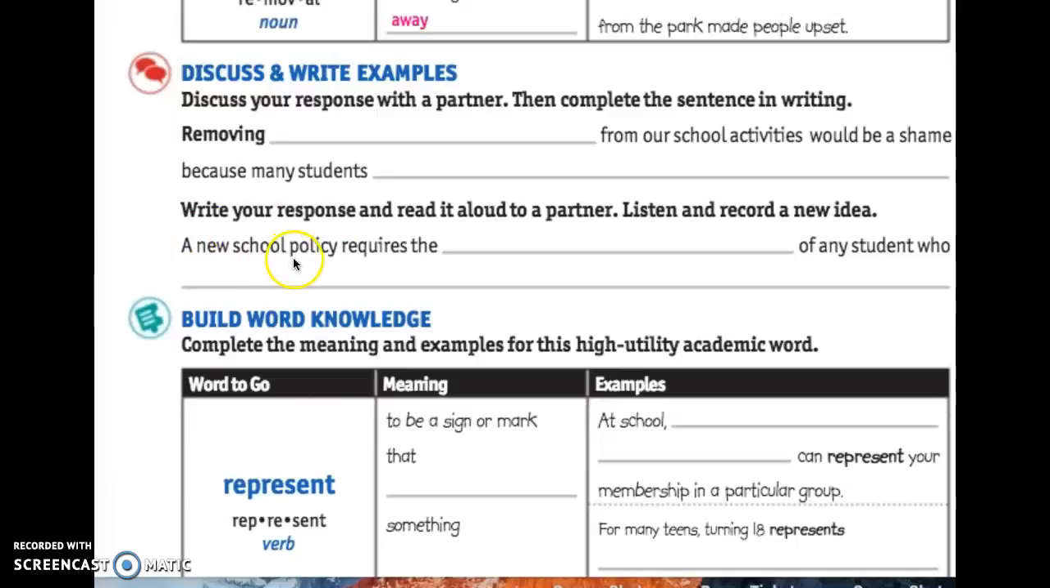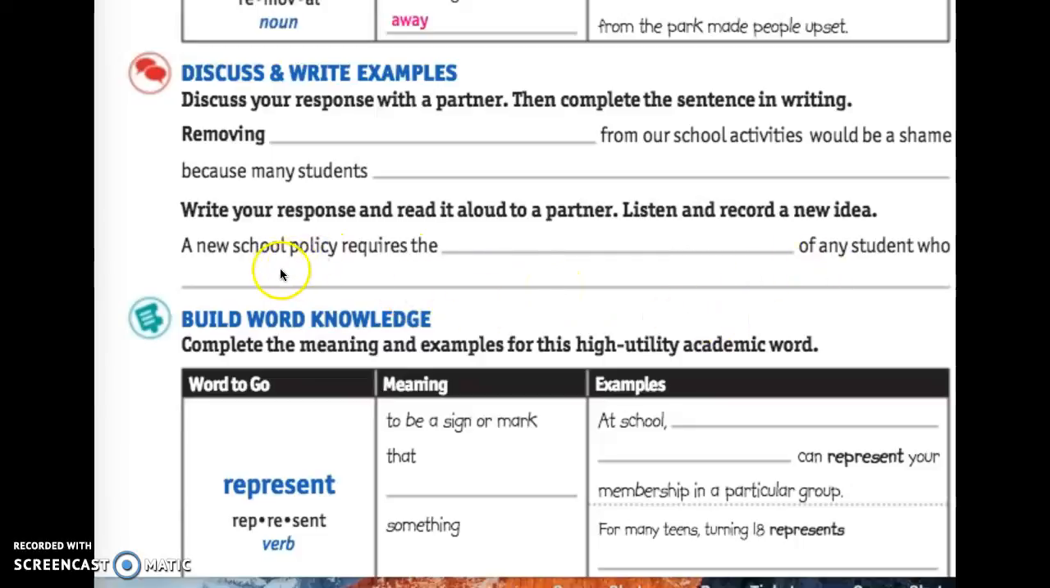This says, a new school policy requires the blank of any student who blank. Now, remember, we're using the word remove or removal. So this is going to be the noun version, so it will be removal right here. So a new school policy requires the removal of any student who, now think of something that would get someone removed from school.